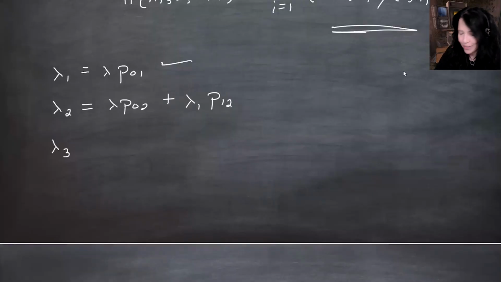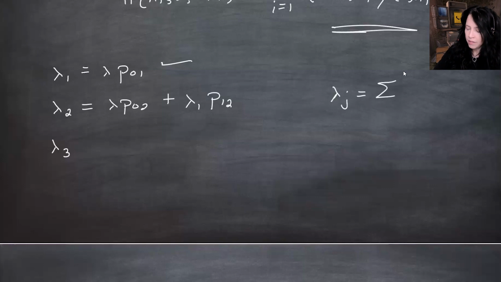So let me try to write this generically. The rate into or out of station J can be written as the sum of the rate into or out of station I times the probability to go from I to J, and I can go from 0 to M.